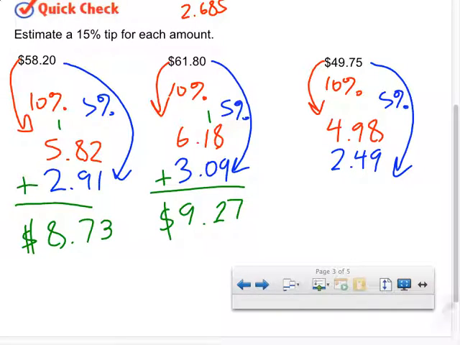Okay. And then we're going to add it up. 8 and 9, 17, carry it. 9, 1 and 4, 14, carry it. 4, 1 and 2. Okay.